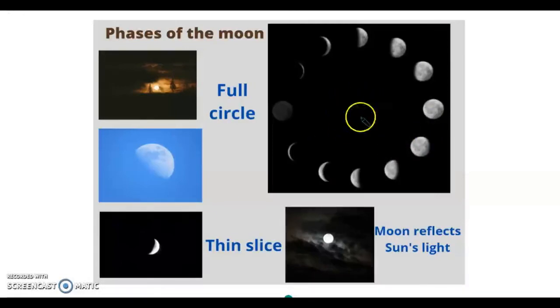When the moon orbits the earth, the sun shines on different parts of the moon. So at different times, the moon looks different. So these are the phases of the moon.